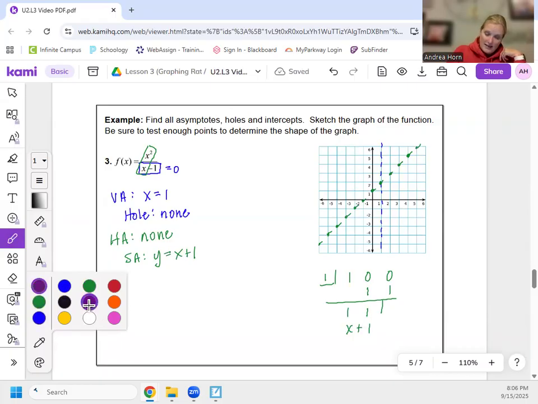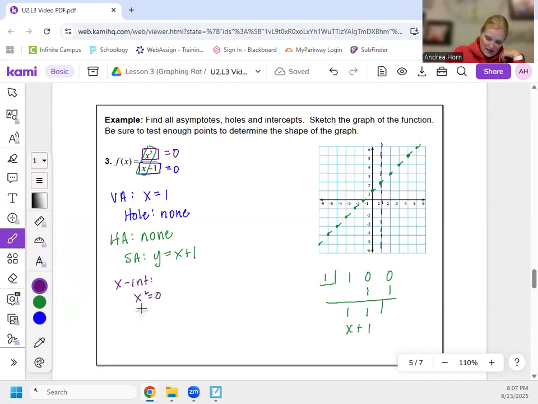Okay, now we need to get some points so we know our curve. Remember, the top we set equal to 0 to get our x-intercept. So the x-intercept is going to be x squared equals 0, but if I square root both sides, I just get x to be 0. So my x-intercept is (0, 0).